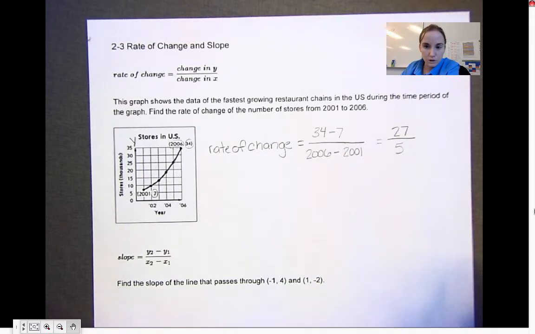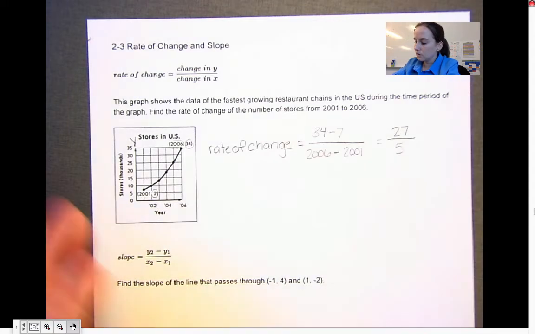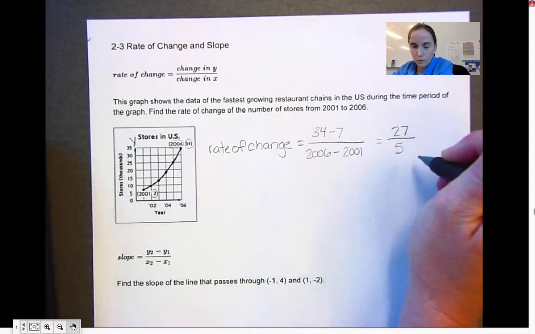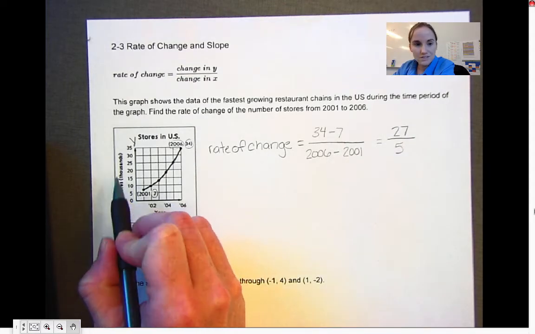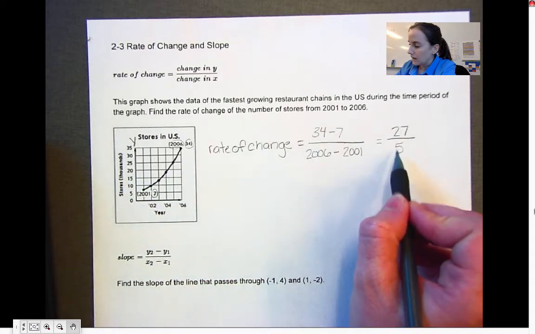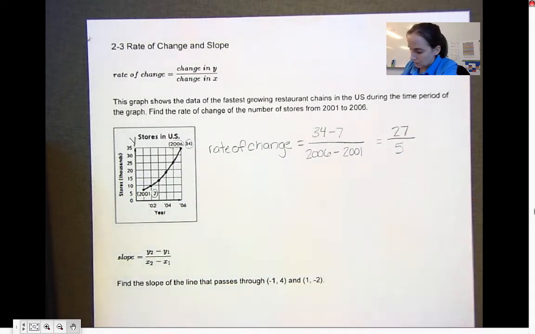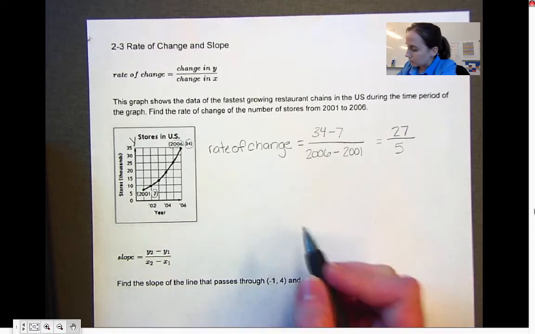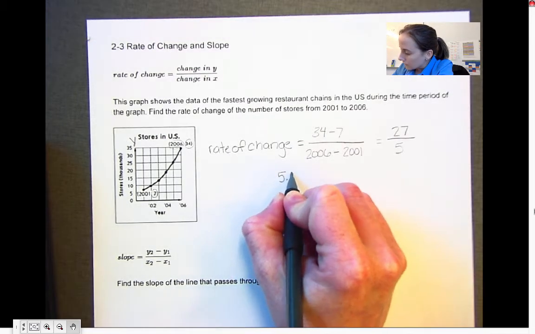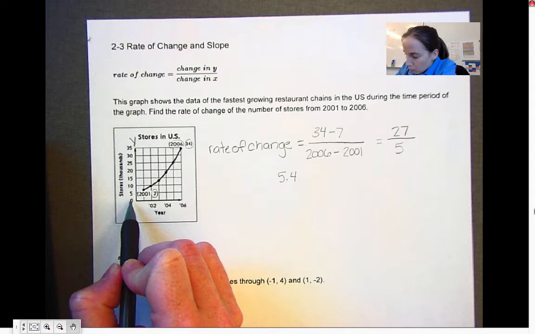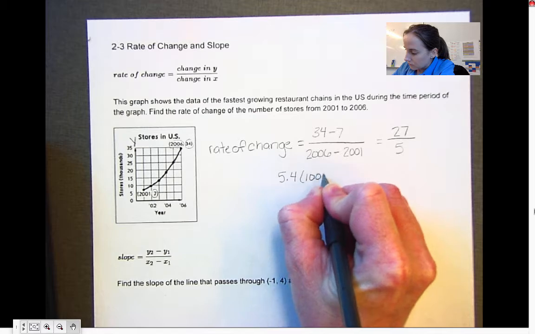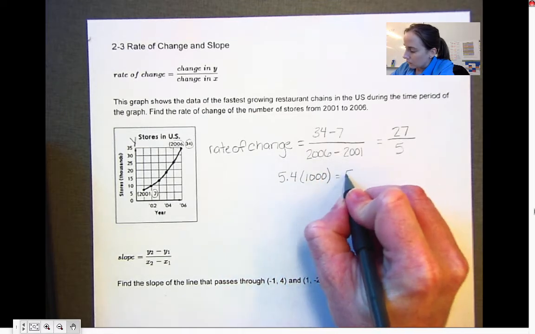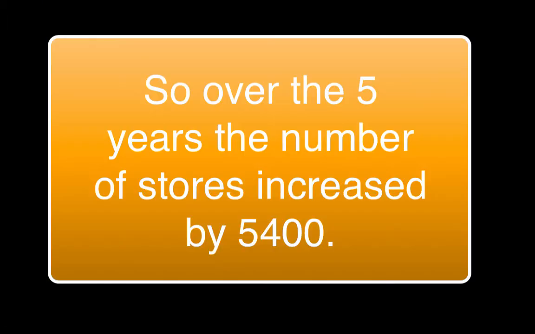This does not work out to be a whole number, but what we can do is either you can leave it in this improper fraction form or you can give me a decimal value. Because we're looking at the amount of stores in thousands, I'm going to go ahead and simplify this to a decimal. And so if you type it in your calculator, it should be a little over 5. So 27 divided by 5 is 5.4 thousand. So let's just go ahead and multiply it by 1,000. And that will give me 5,400.